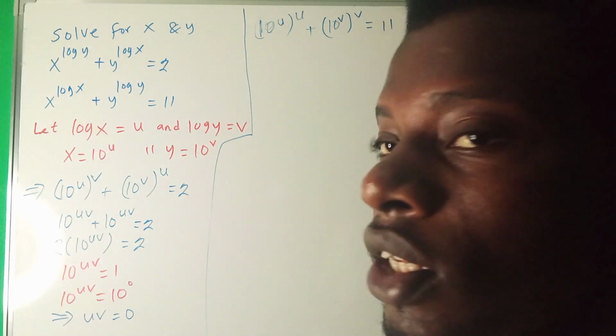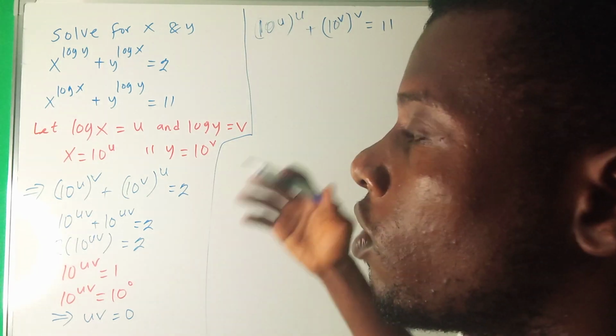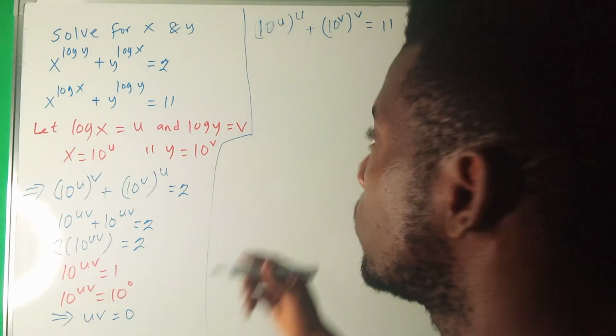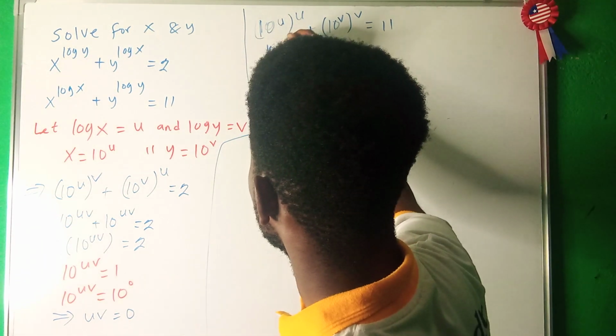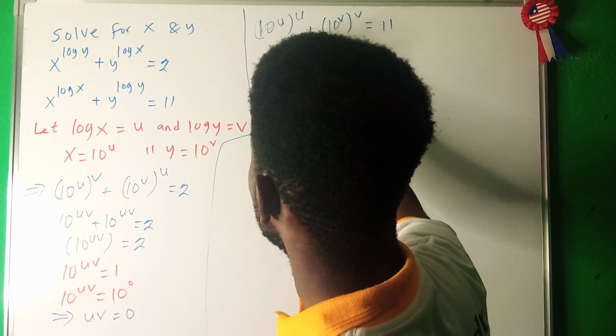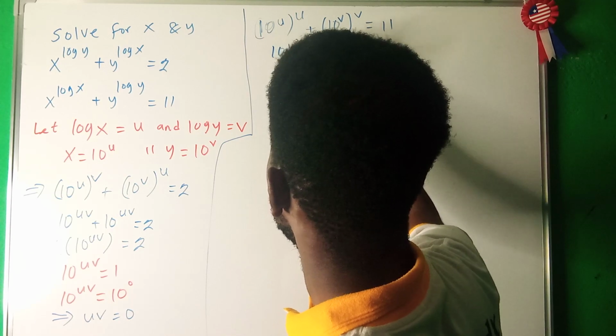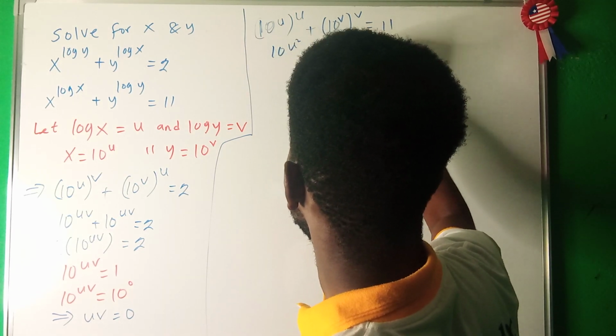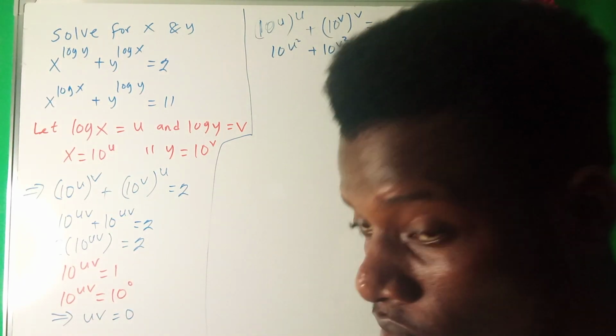Now we can simplify further by multiplying the two powers according to the power of a power rule. So this is 10 raised to the power of u squared plus 10 raised to the power of v squared equal to 11.